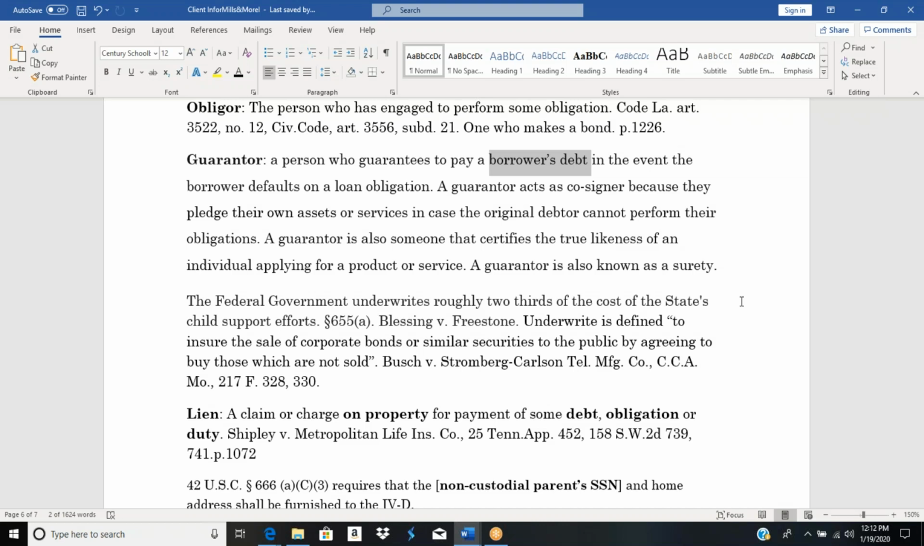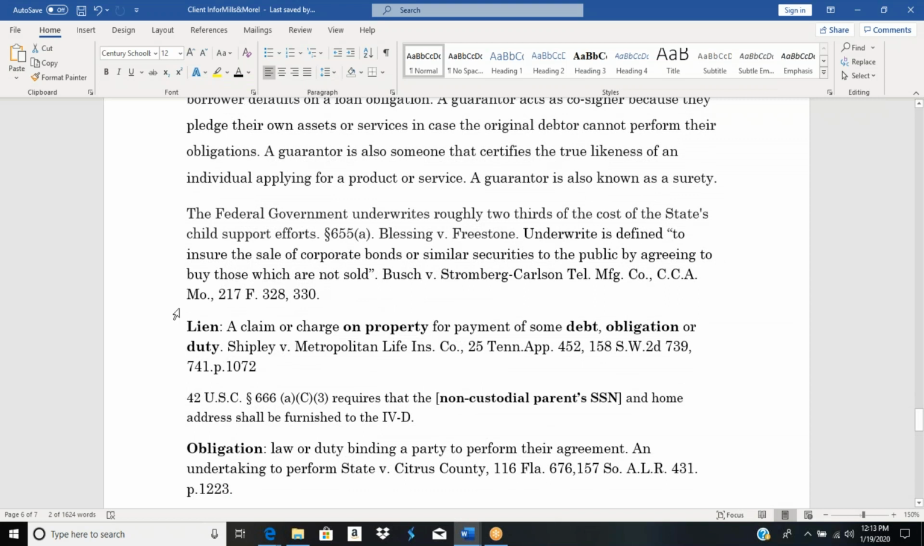So every time there's a 4D order, every time there's a paternity establishment, that creates a lien, gentlemen. It's a claim or charge on property for payment of some debt. That's what Title 4D is. It is a big giant lien. So the arrears is a lien. The current payments, you're paying off a lien. You're paying a borrower's debt. And the funny part is, a claim or charge on property for payment of some debt. Well, whose property? Social Security Administration's property.